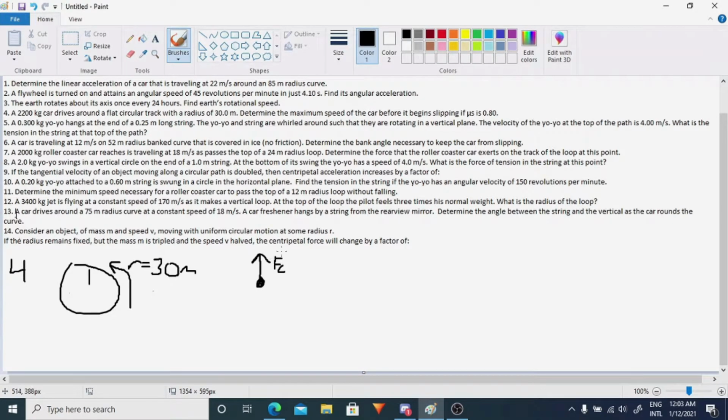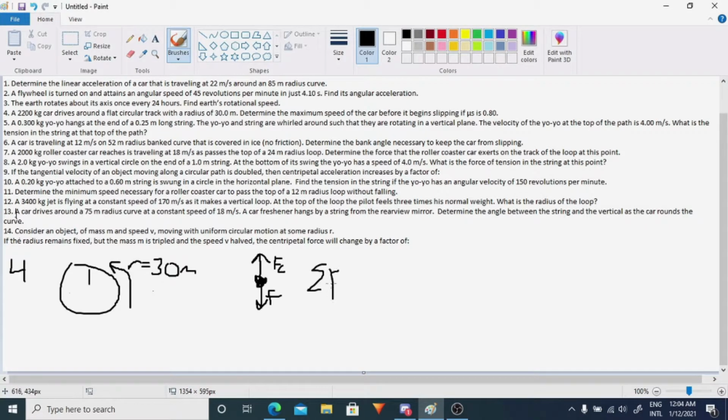That will be the acceleration times the mass of the car. As friction opposes motion, the friction will be this way. Because we're trying to determine the maximum speed of the car before it begins slipping, we are going to set these equal to each other, because that will be when the car breaks friction. That's the moment it would start to slip, so that's the maximum speed.